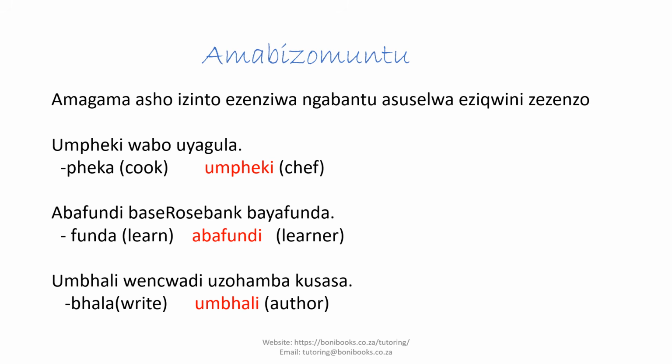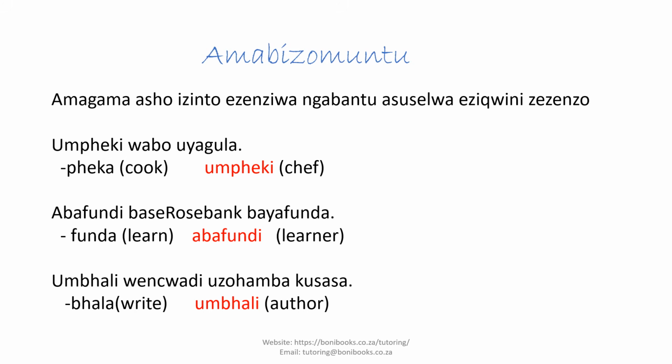Okay, let's look at the next type of nouns that we have again in IsiZulu. We have amabizo muntu. Umuntu is a person. So these are the nouns that are referring to people. But these, like amabizonto, are also taken from iziqu zesenzo, the verb stems, but these refer to people.